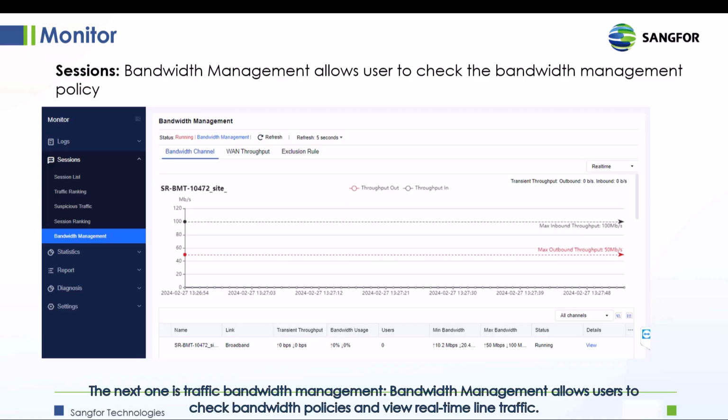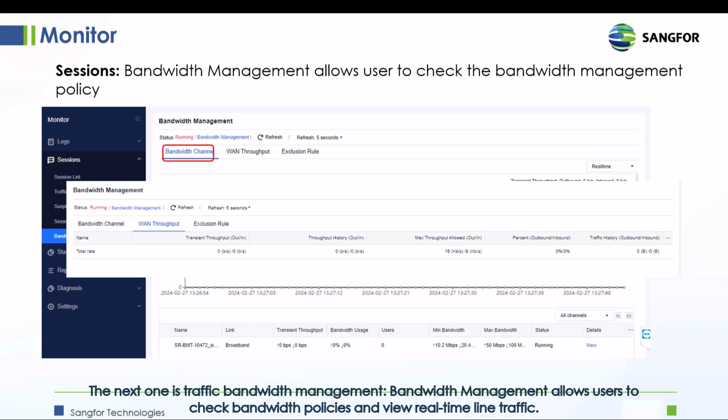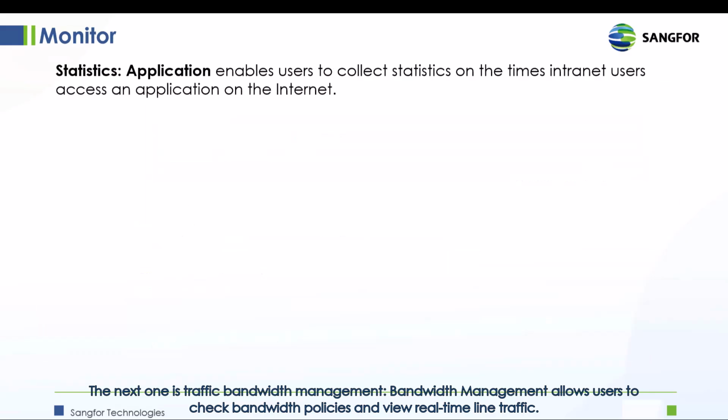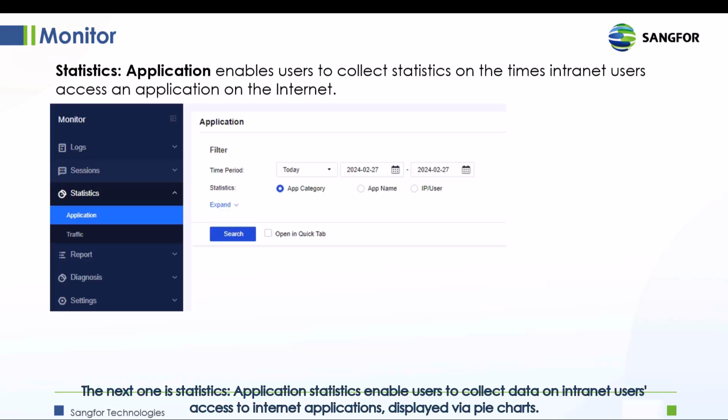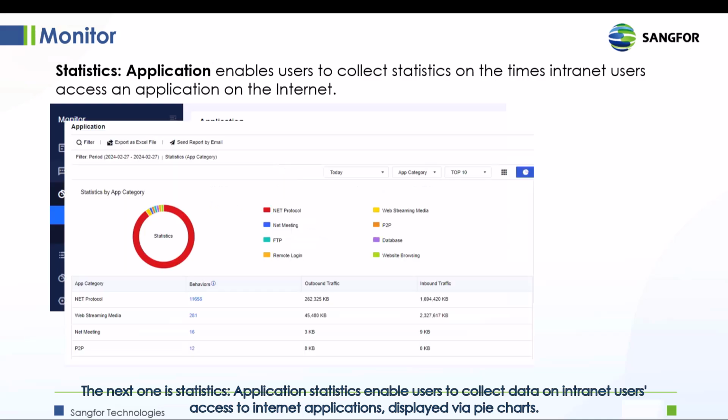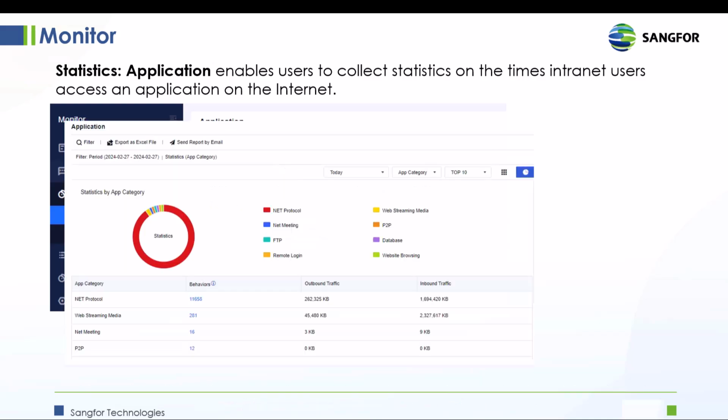The next one is traffic bandwidth management. Bandwidth management allows users to check bandwidth policies and view real-time line traffic. The next one is statistics. Application statistics enable users to collect data on intranet users' access to internet applications, displayed via pie charts.